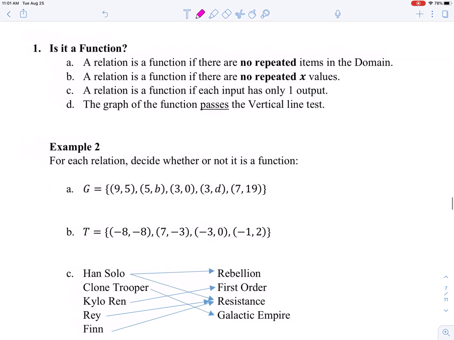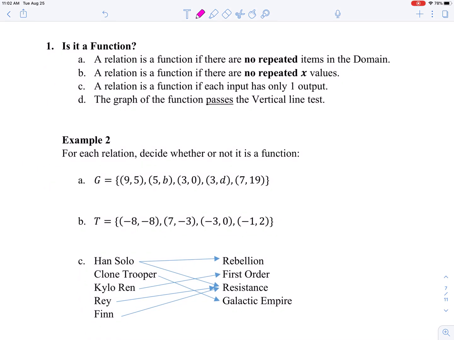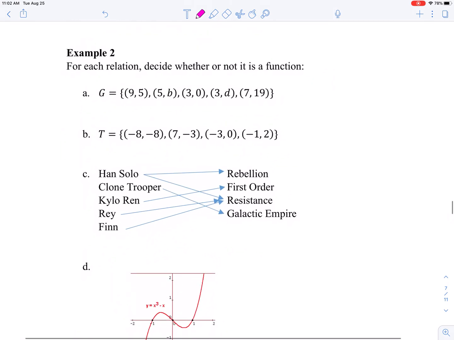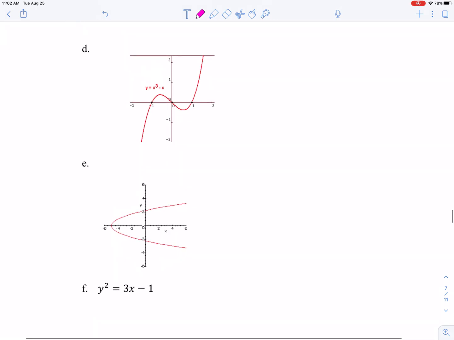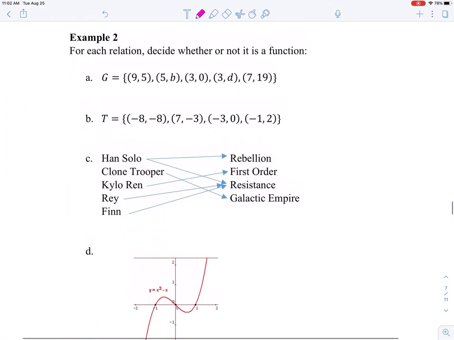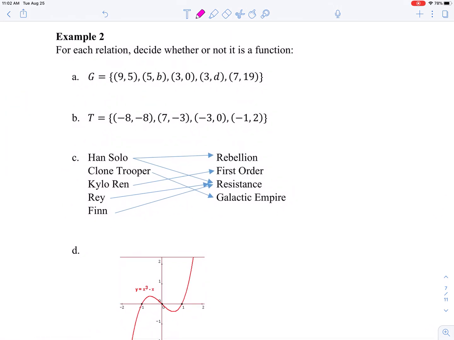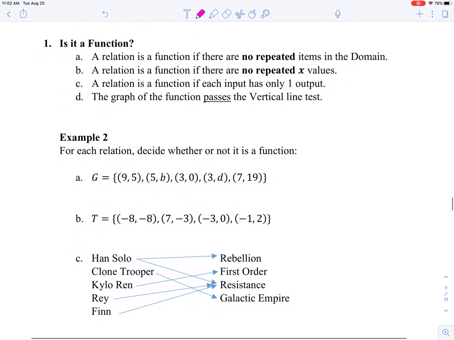Alright, so there's going to be times where you're going to be asked, is this relationship a function or not? They could give you sets like we've got, and we're going to do different ways to do it, but there could be sets, there could be these arrow diagrams, there could be graphs, there could be equations. There's all kinds of different ways to look at a function. So let's decide whether or not it is a function. Oh, I'm sorry, we should talk about what it means first. A relation is a function if there's no repeated items in the domain. In other words, no repeated x values.